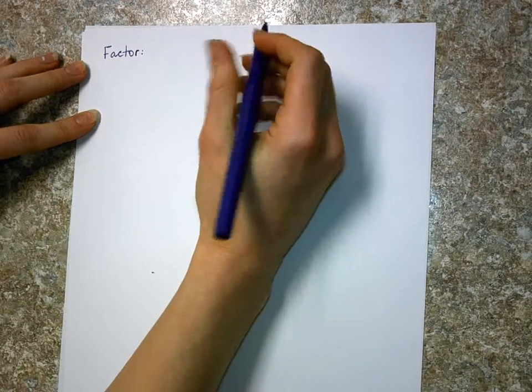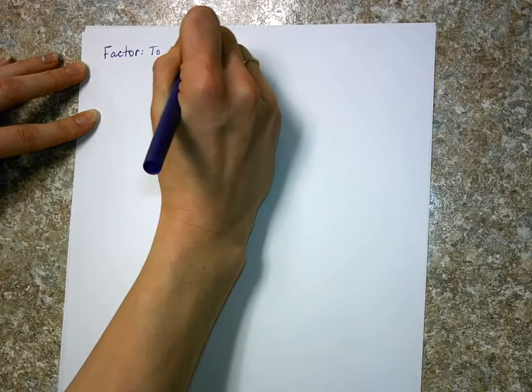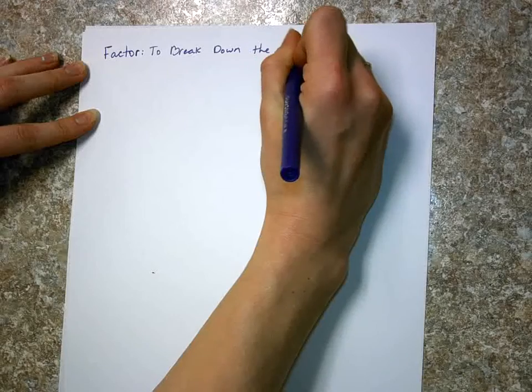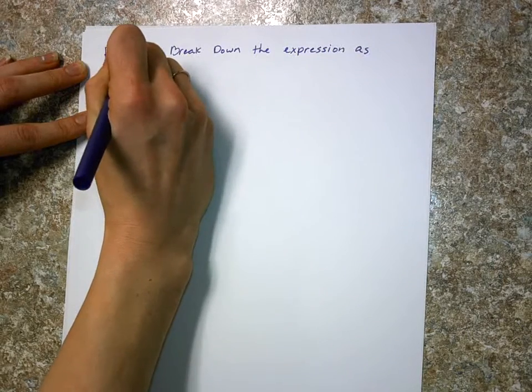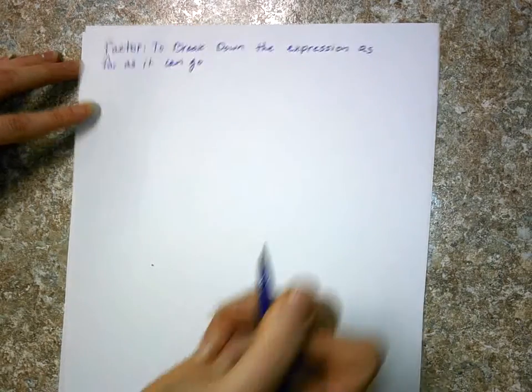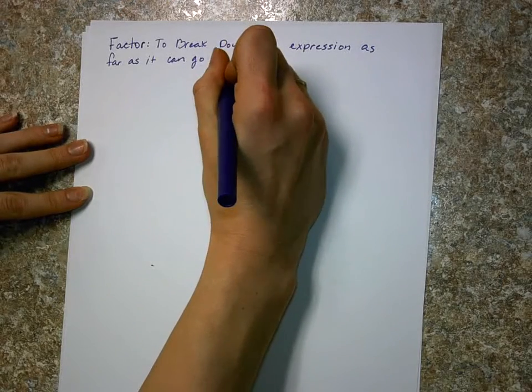Go ahead and write it down, ladies and gentlemen. To break down the expression as far as it can go, the first step in factoring is to always take out the GCF first. Always, always take out the GCF first. So write that in parentheses.